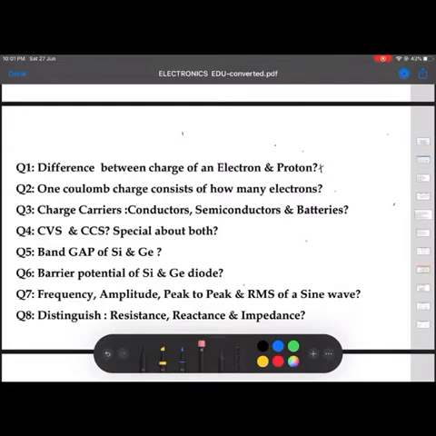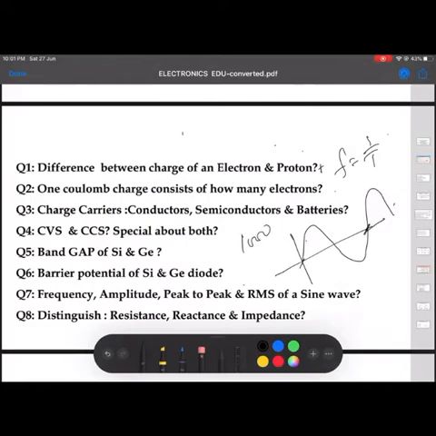Whenever we draw a wave, it is like a sine wave like this, then the number of cycles completed per second is known as frequency. The formula is also 1 upon T. Assume it takes 1 millisecond. So in 1 second it will cover 1000 cycles. So 1000 will be the frequency if the time period is 1 millisecond.